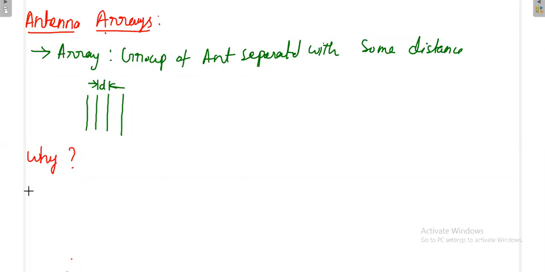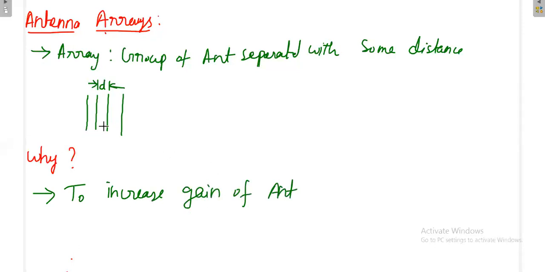So the antenna array increases the gain of the antenna. So what is the need of array? To increase the gain of the antenna. When you have one antenna you get some power. When you have many antennas placed near to each other, you will definitely receive power due to all antennas.